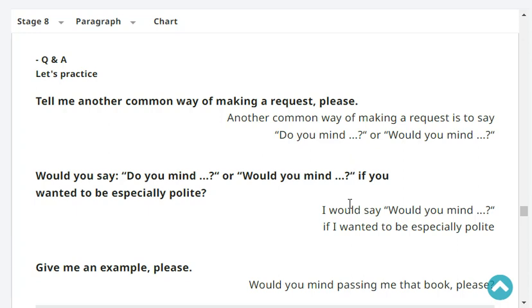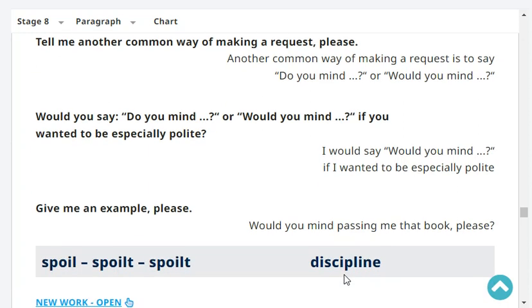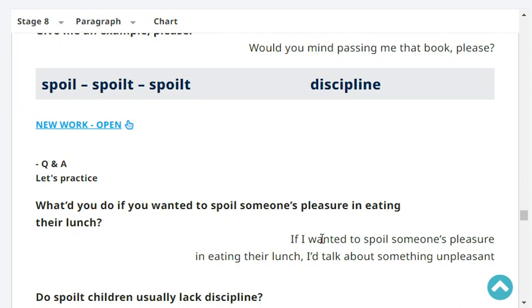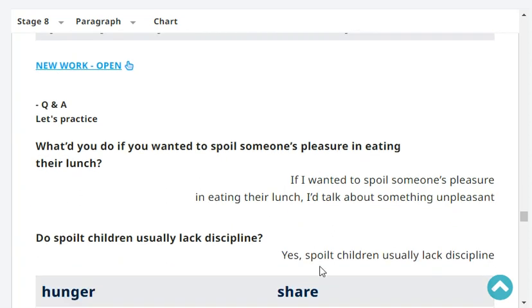Would you say, do you mind or would you mind if you wanted to be especially polite? I would say, "Would you mind" if I wanted to be very polite. Very good. Give me an example, please. Would you mind passing me that book, please? Very good.